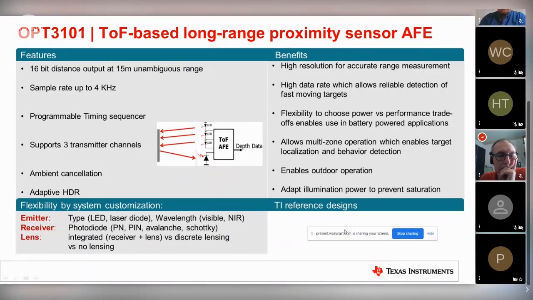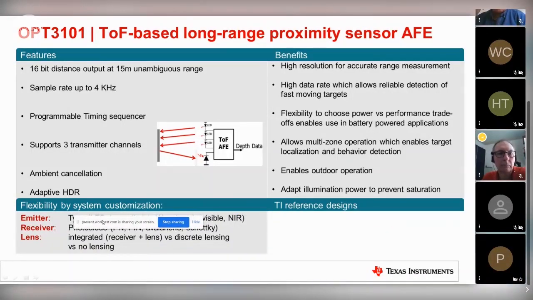Same for the receiver. You can have a wide choice of receivers that you can choose by yourself, and as well you can decide to use a receiver that has integrated lens or discrete lensing or even no lensing. Depending on the application and the use case, and I will show one after, there is a way so that you don't need to use lenses.